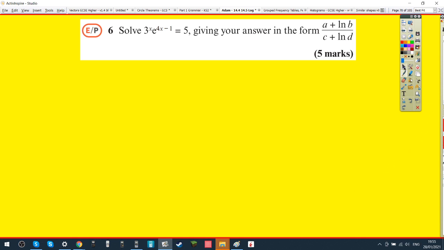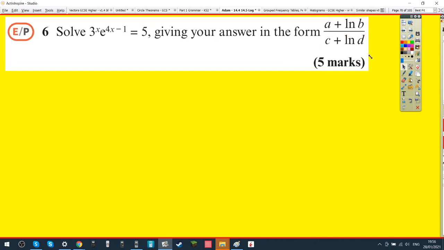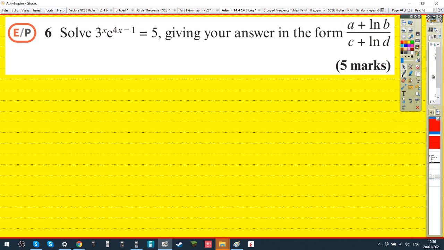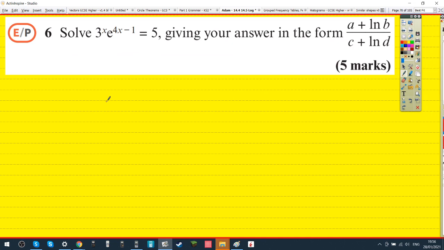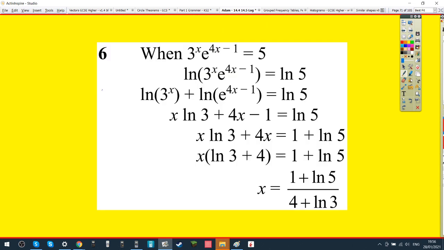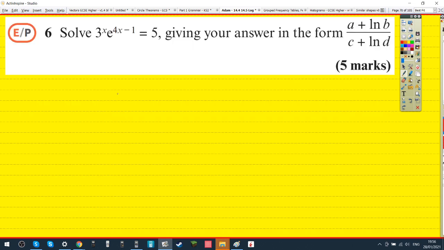Let me see this one. Solve this. Any idea how we solve this? So they took ln of both sides: ln of 3 to the x times e to the 4x minus 1 equals ln 5. So x is in the power, so you have to do logs. And there's an e, so you do a special type of log, which is ln, base e. Ln of something times something, the rules of logs say they are added to each other.